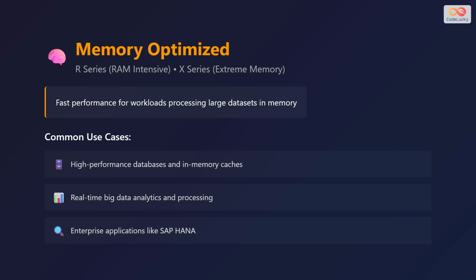Memory-optimized instances include the R series for RAM-intensive workloads and the X series for extreme memory requirements. These instances deliver fast performance for workloads that process large datasets in memory. They're perfect for high-performance databases and in-memory caches like Redis or Memcached, real-time big data analytics and processing, and enterprise applications like SAP HANA. If your application keeps large amounts of data in memory for fast access, memory-optimized instances are your best bet.